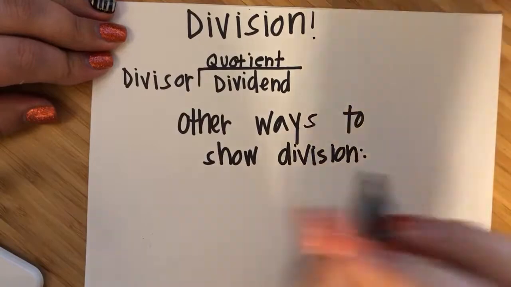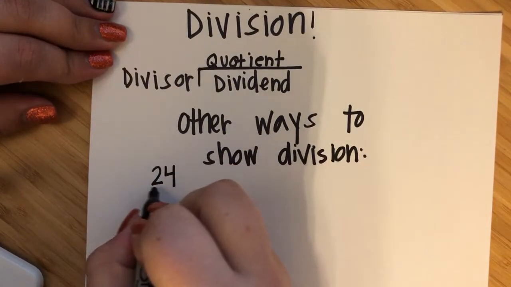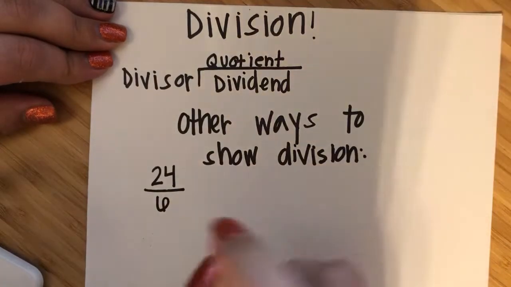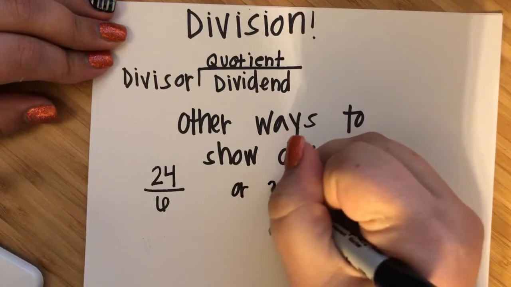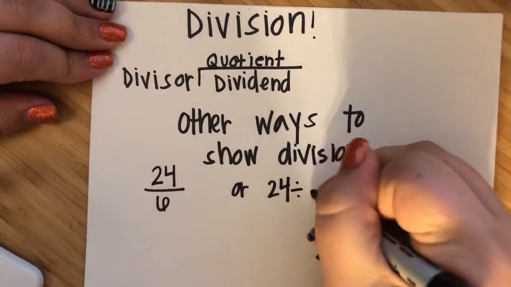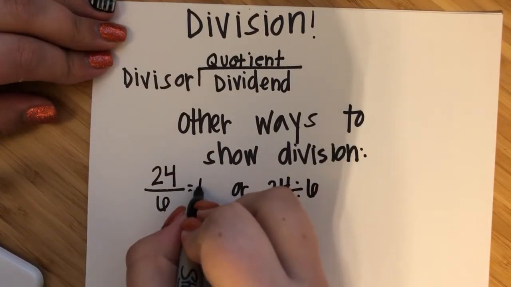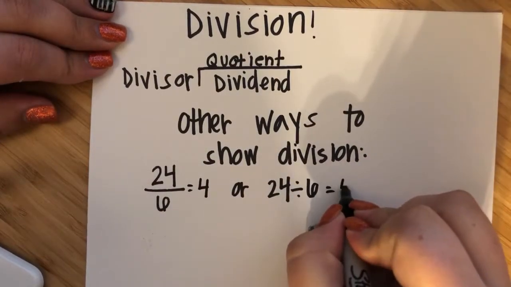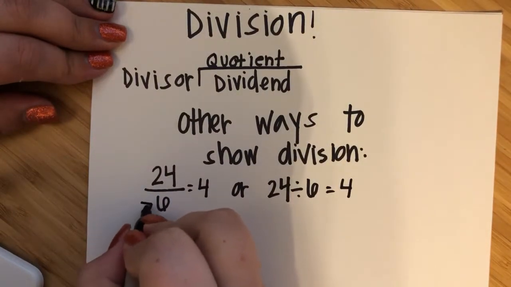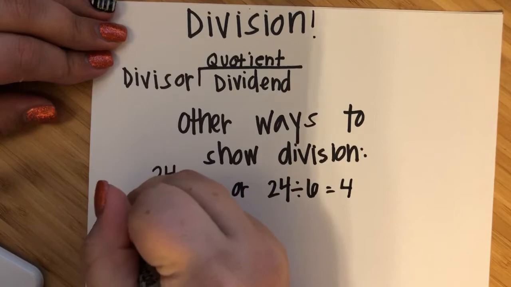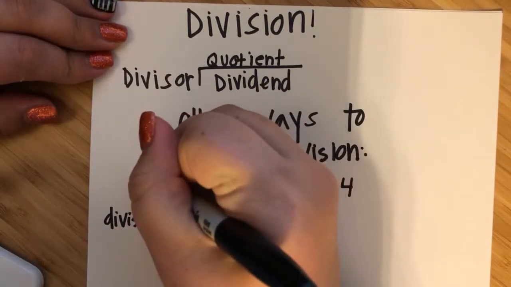So what are some other ways to show division? Now, let's say I had 24 divided by 6. I could write it that way. Of course, it would need an equal sign and a quotient. Or you could write it this way, 24 division sign 6. I could also see it with long division with my 24 being the dividend and the 6 being the divisor. My quotient is 4. Notice that no matter how I set this up, I'm still getting the same answer.